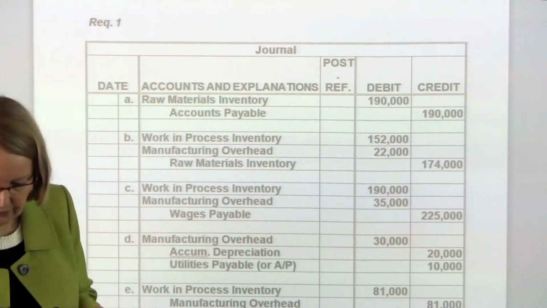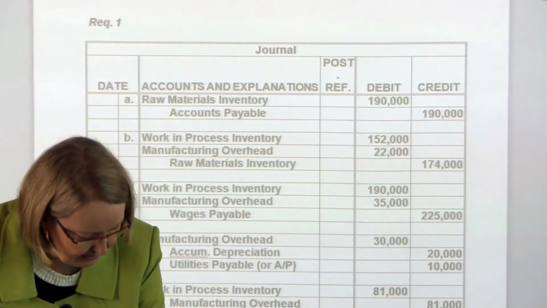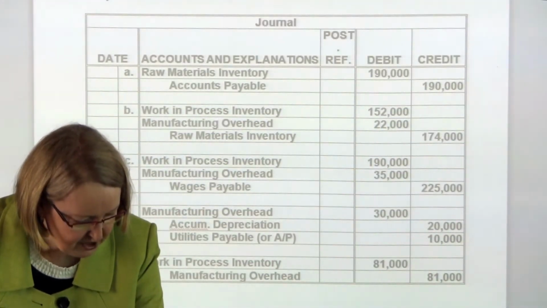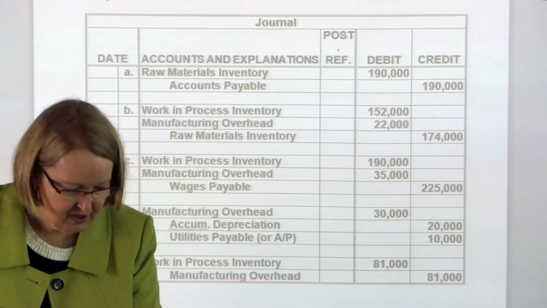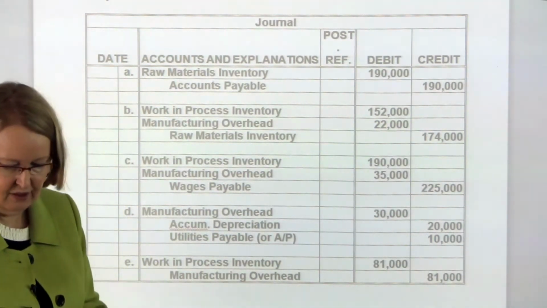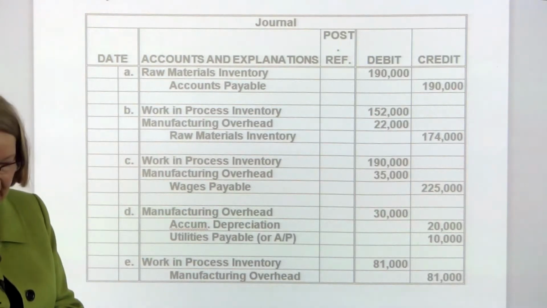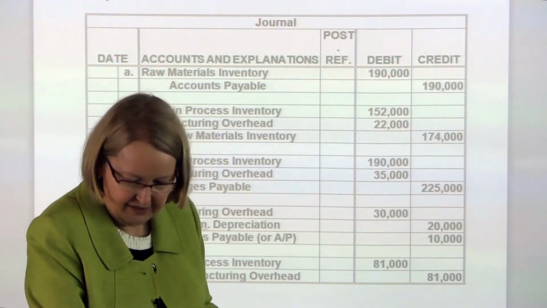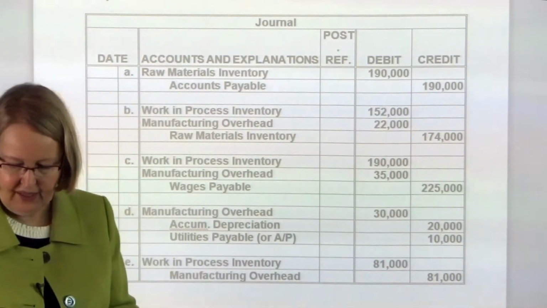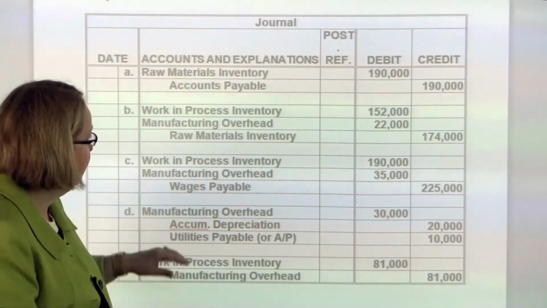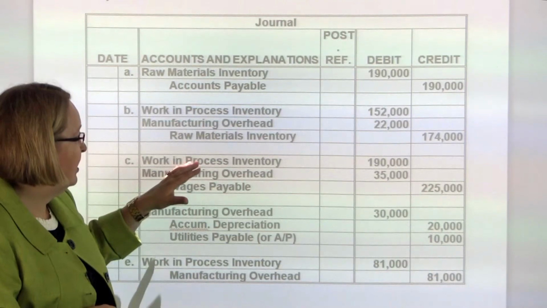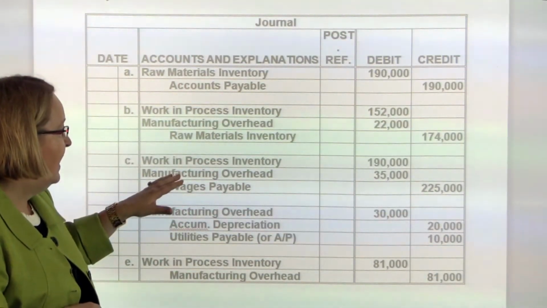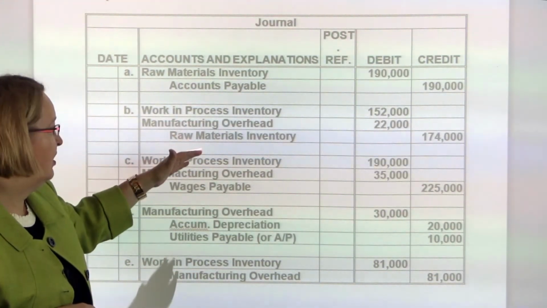The next thing that we're looking at is the raw materials. So they purchased $174,000 worth of raw materials, and what you're being told here is that $152,000 of this is actually used in production, and the rest is just used in general overhead.